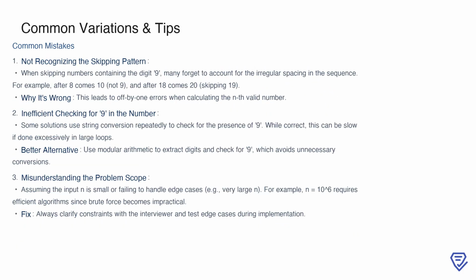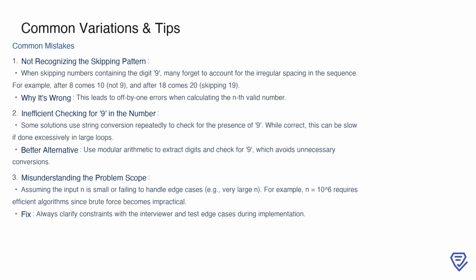When working on this problem, there are a few common mistakes to be mindful of. The first is not recognizing the skipping pattern of numbers that include the digit 9. For example, after 8, the next valid number is 10 because 9 is skipped. Similarly, after 18, you jump directly to 20, skipping 19. If this irregular spacing isn't accounted for, it can lead to off-by-one errors when calculating the nth valid number.